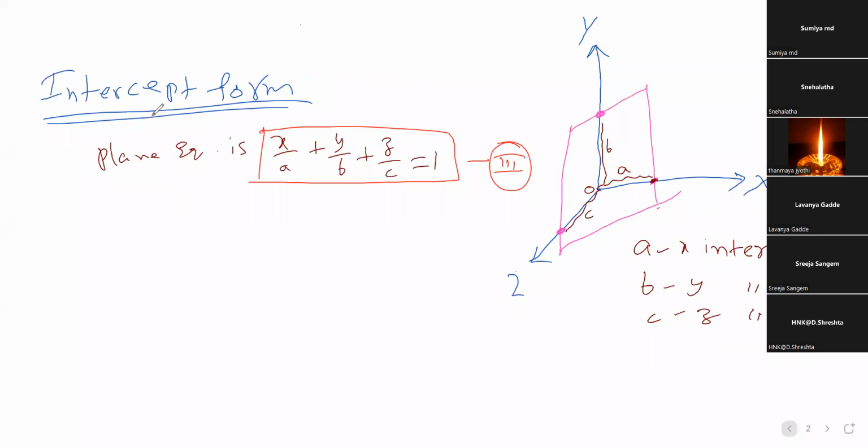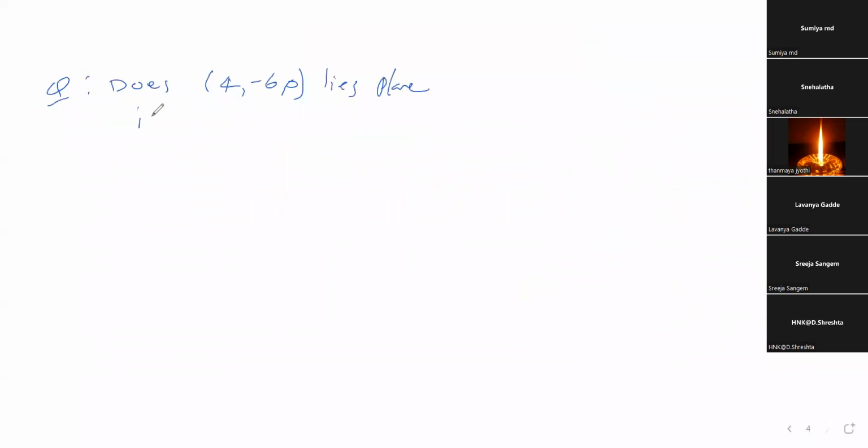Same plane cuts three coordinate axes, right? The distances are nothing but simply the x-intercept, y-intercept, and z-intercept. So now the question is, does the point (4, -6, 0) lie in the plane for which the x-intercept, y-intercept, z-intercept are 2, 3, 5. Here the plane equation is not given directly to us, but we are given the intercepts on the x-axis, y-axis, z-axis.